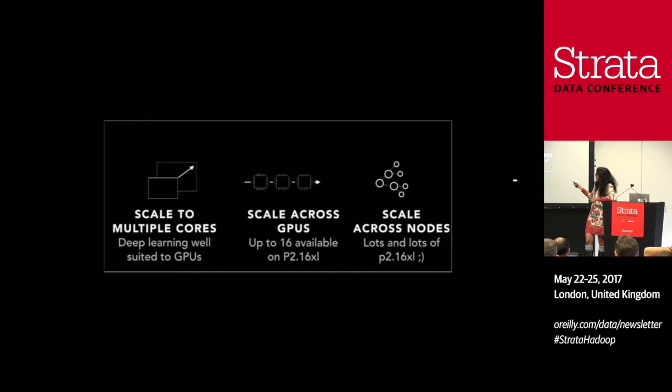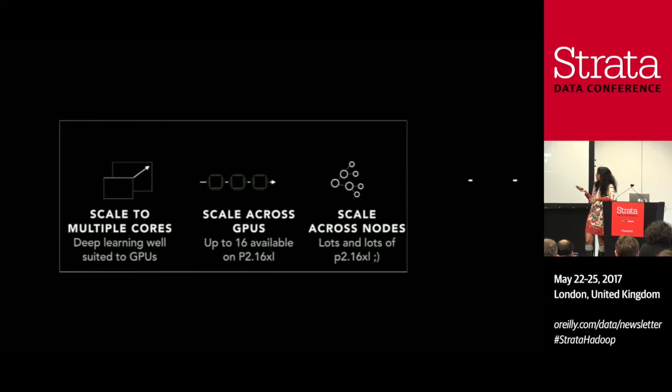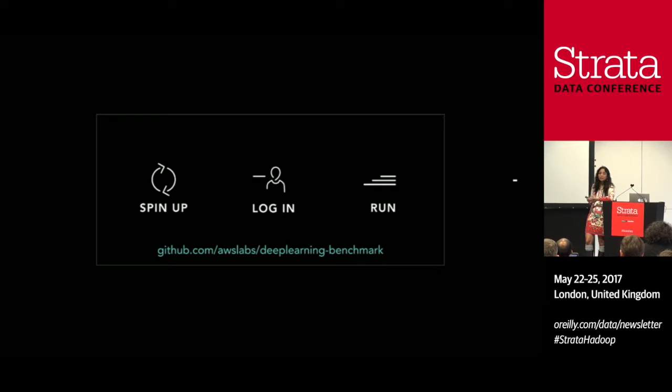And then the second one is sometimes you may need many more GPUs than just 16, right? So this is where you can get multiple such P2 16x large instances, combine them together and get a larger instance or a larger node. So we'll see the scaling in each one. All these benchmarks are available on GitHub, and you're welcome to run through them.